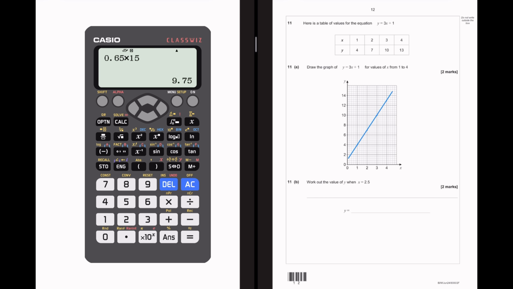Work out the value of y when x is equal to 2.5. So if y is equal to 3x plus 1, we're going to substitute in x equals 2.5. So 3 multiplied by 2.5, and then plus 1. This is equal to 8.5.